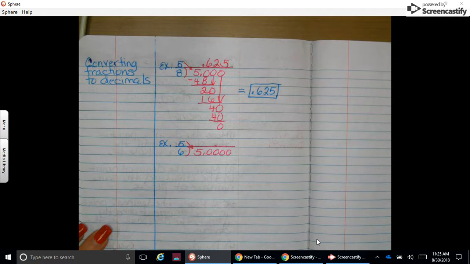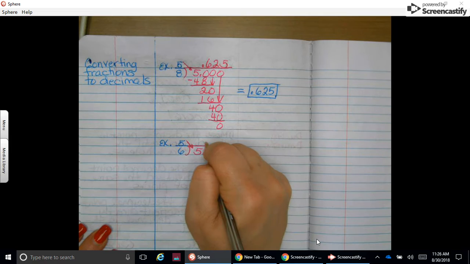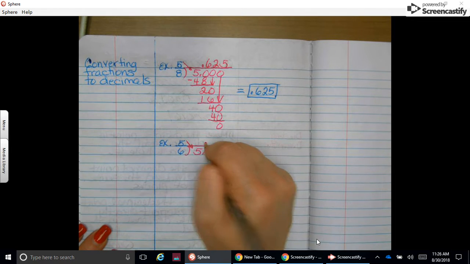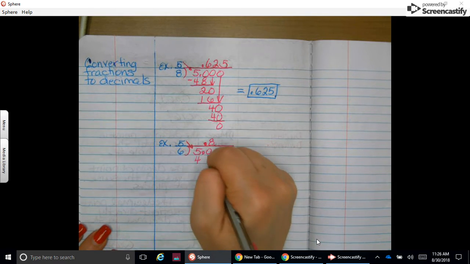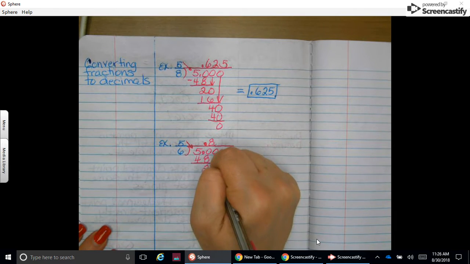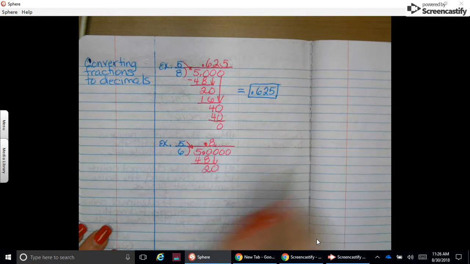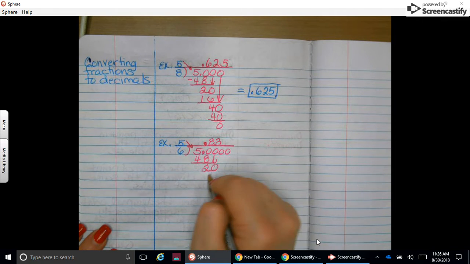How many times can 6 go into 50? Okay. So I put my decimals up, and it goes in 8 times, right? 6 times 8 is 48. That gives me 2 left over. So I carry this 0 down. Now I've got 20. 6, 12, 18. 6 goes into 20 3 times, which gives me 18 with 2 left over.